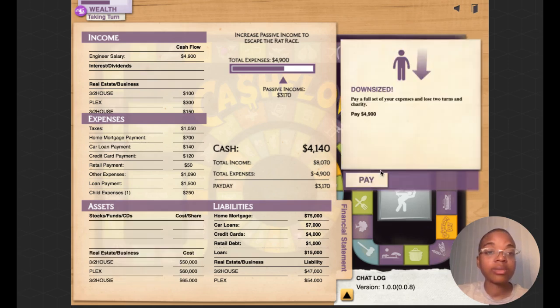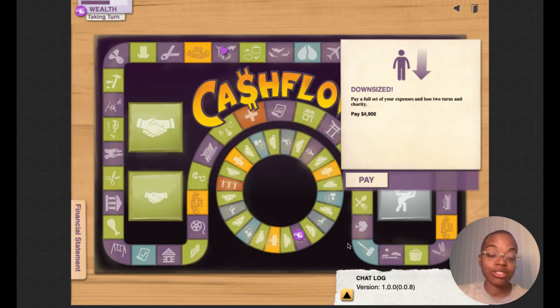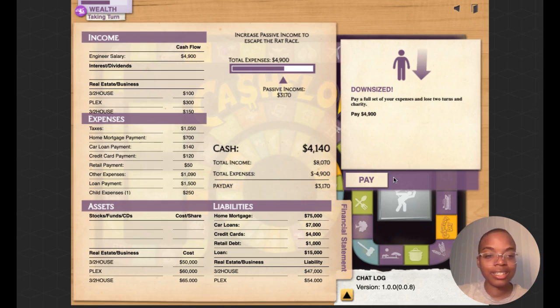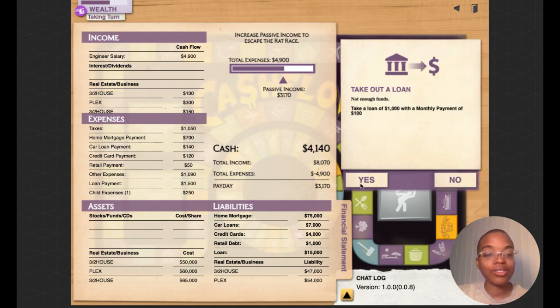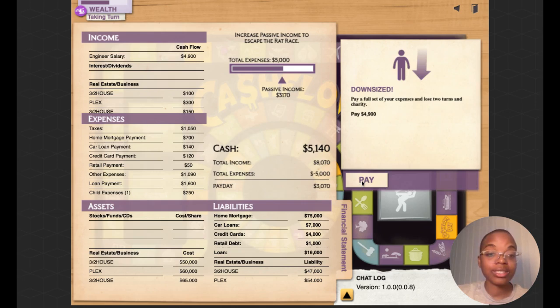Life is pretty good. Oh, then I got downsized. You see, this happens when you get too complacent. So I got to pay 4,900. Jeez, and I don't have enough funds, so now I got to take out a loan and pay off this. That's crazy.